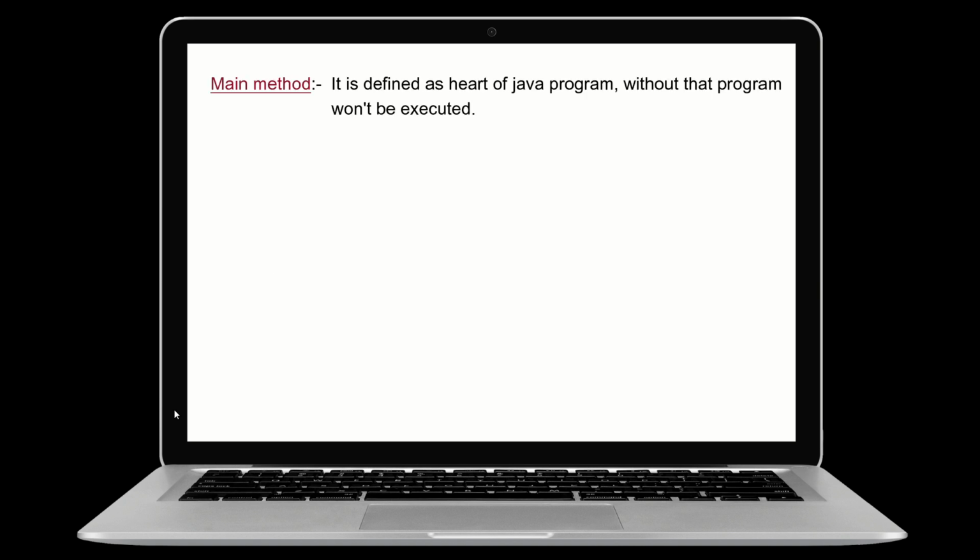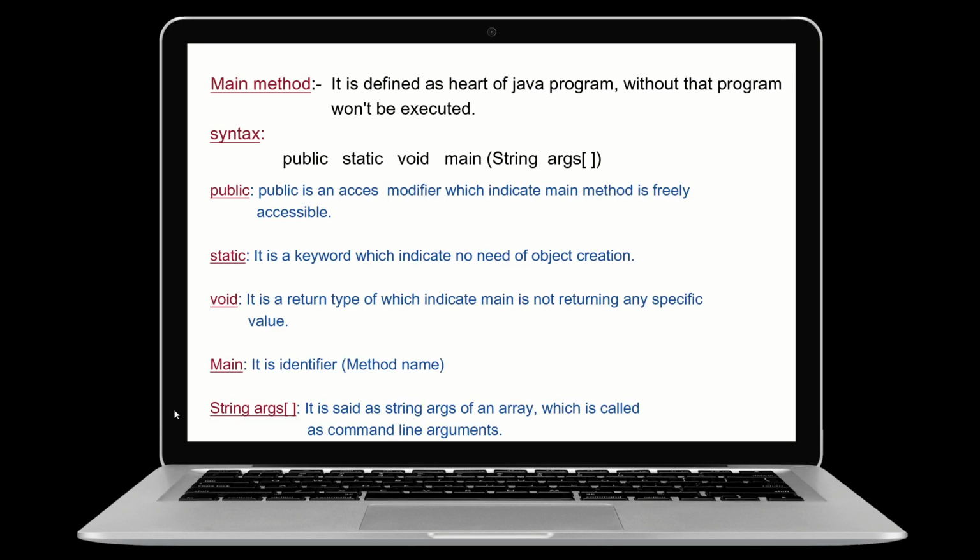Main method. It is defined as the heart of a Java program; without it, the program won't be executed. Syntax is public static void main(String[] args). Public is an access modifier which indicates the main method is freely accessible. Static is a keyword which indicates no need of object creation. Void is a return type which indicates main is not returning any specific value. Main is an identifier, nothing but the method name. String[] args is an array of strings, which is called command line arguments.